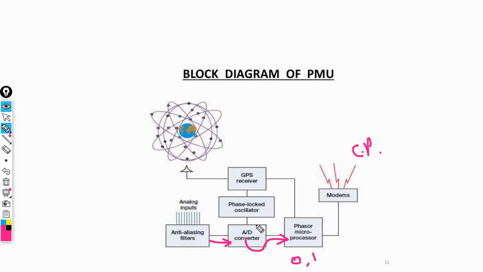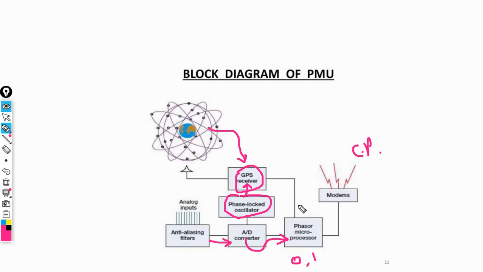Okay. Then some changes occur in the signal. Then this signal can be oscillated with the help of the phase lock oscillator. Then this signal is required for the GPS, and the GPS receiver receives the signal in the form of oscillating frequency, and this GPS can be operated with the help of the oscillator. And finally the GPS receives the signal from the sending station. Okay, and this modem can be operated with the help of the phasor microprocessor.